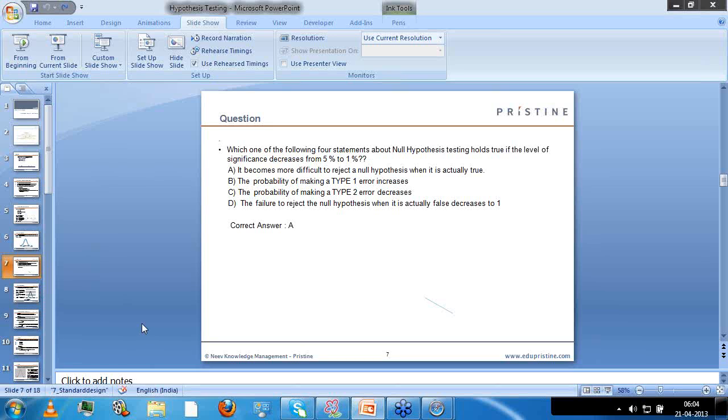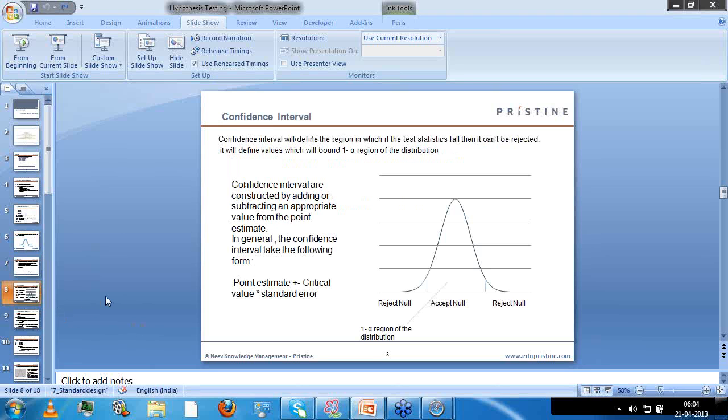So now moving forward, we'll discuss the concept of confidence interval. Once again, we'll try to understand confidence interval in terms of the region bounded by the confidence interval values. The confidence interval will define two values which will bound our distribution, right?